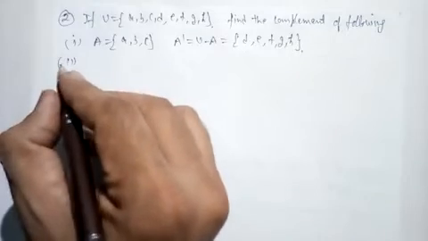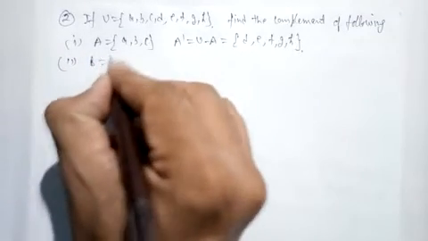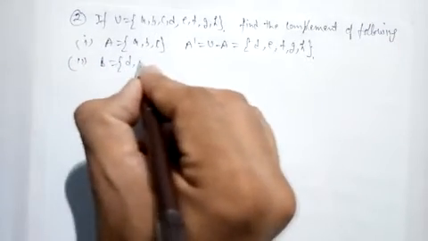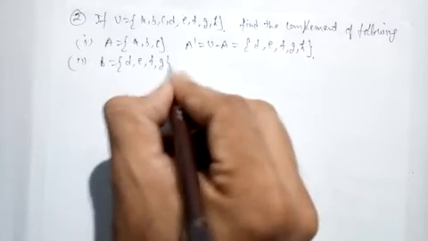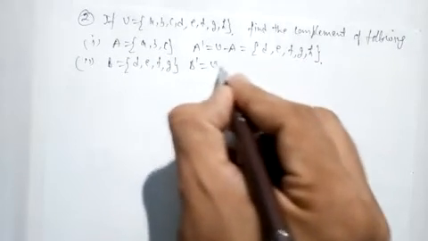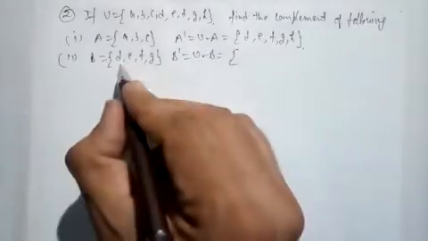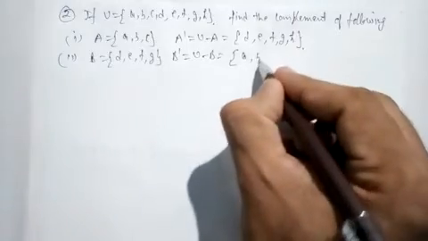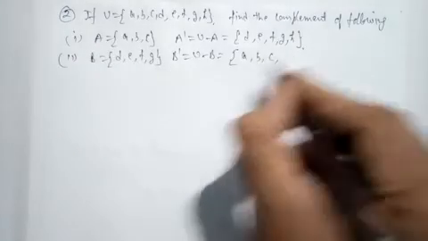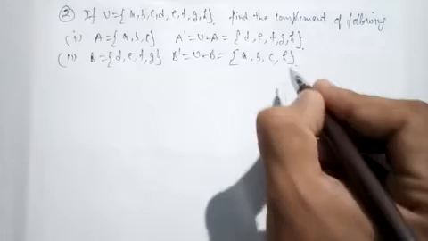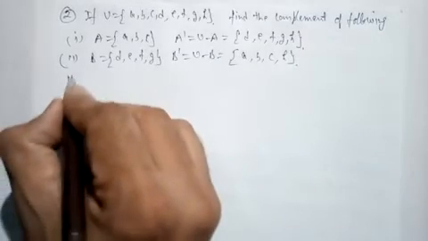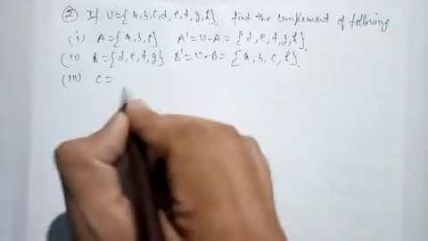Second, B equals D, E, F, G. Then B complement is U minus B. So leaving D, E, F, G, we get A, B, C and H. Clear? Third is C. C is what?